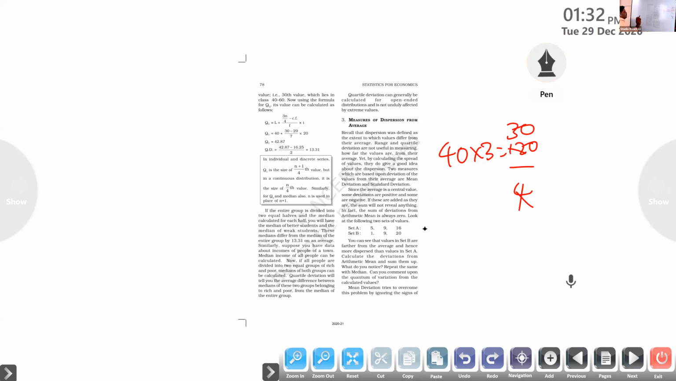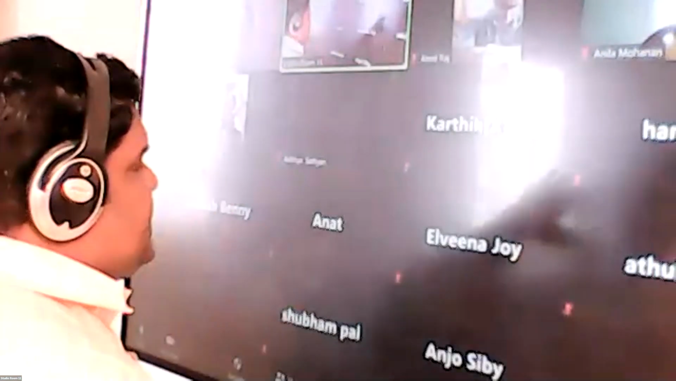So Q3 is equal to 42.87. So quartile deviation QD is equal to Q3 minus Q1 divided by 2. So 42.87 minus 16.25 divided by 2. The answer is 13.31. Clear? Is that idea clear?